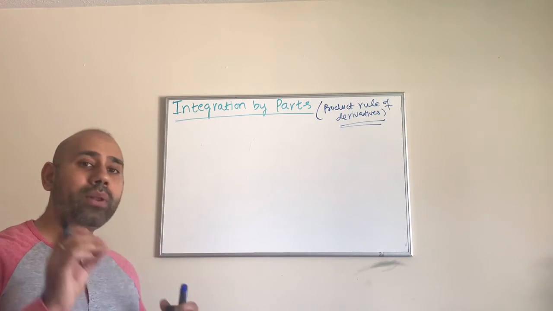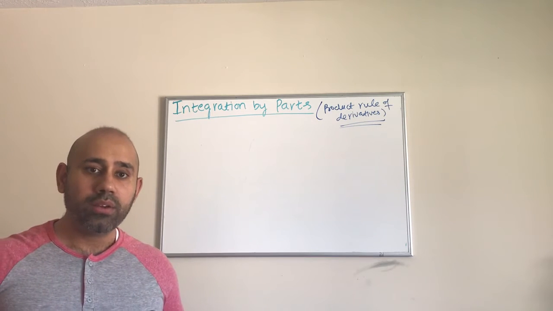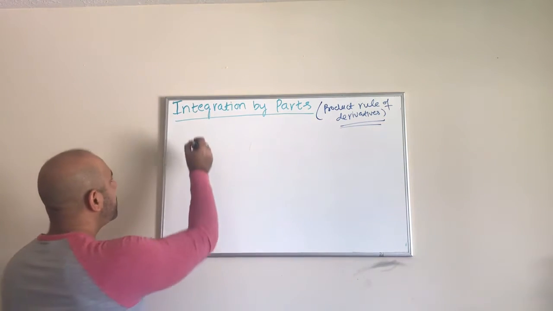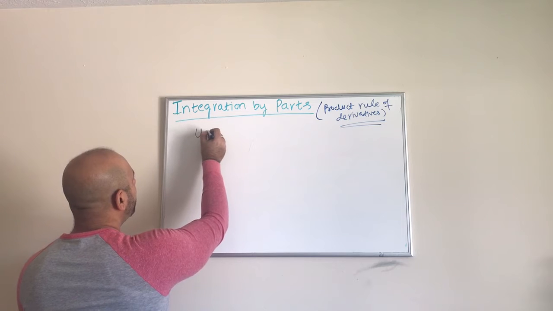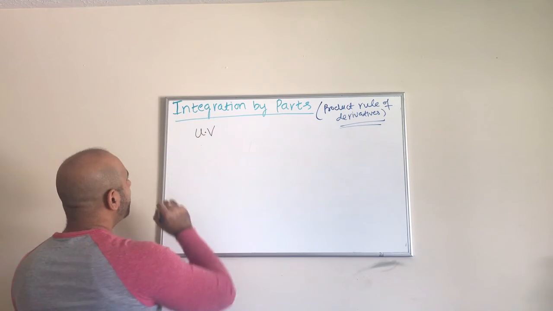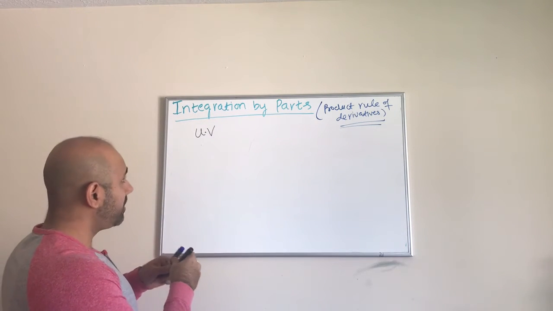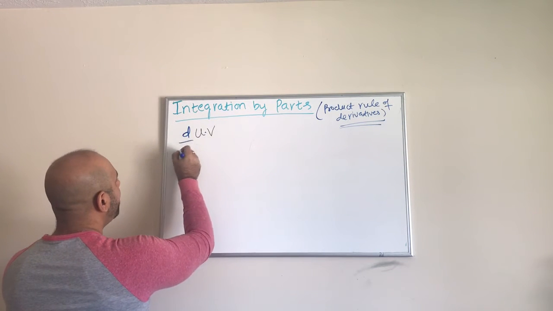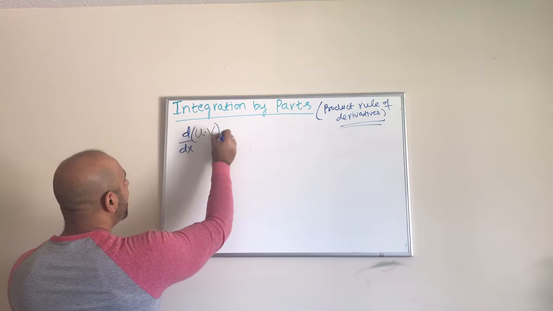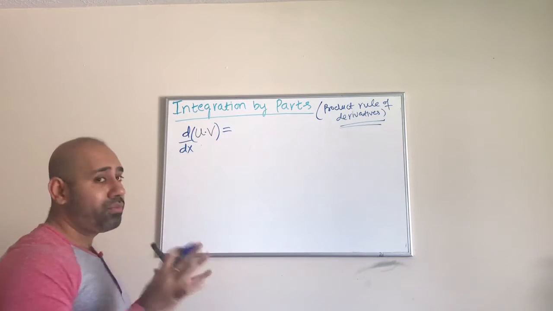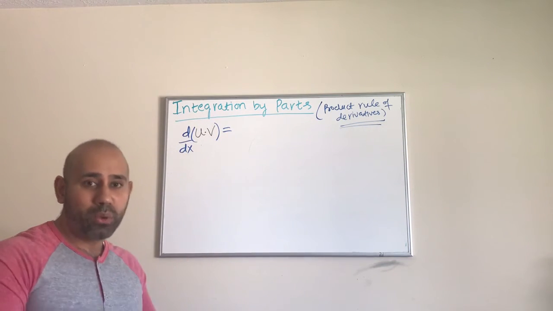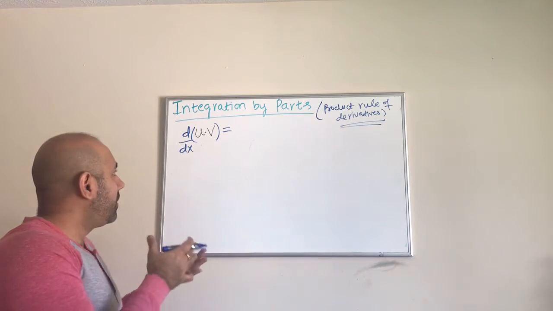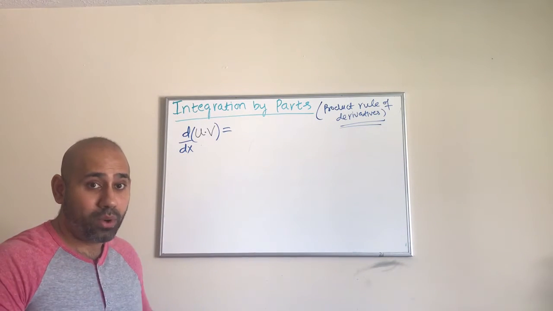Okay, so right now let us say we have a product of two functions u and v, u times v. So guys, if I take the derivative of these functions, and I'm going to formally write that, let's say I want to take the derivative with respect to x. Guys, we already know the product rule for derivatives. If you don't remember it, then go back and look at it, and then we'll be able to move on from here.